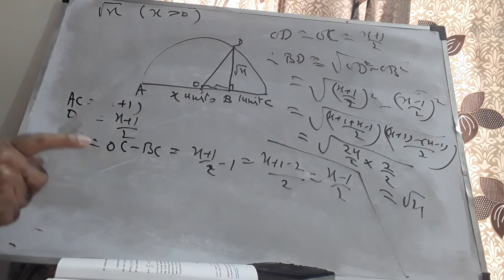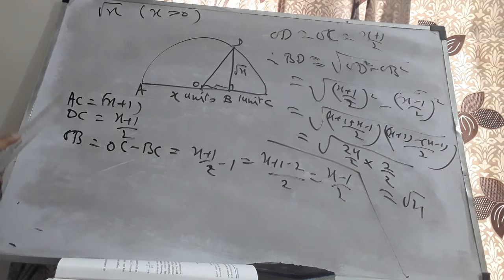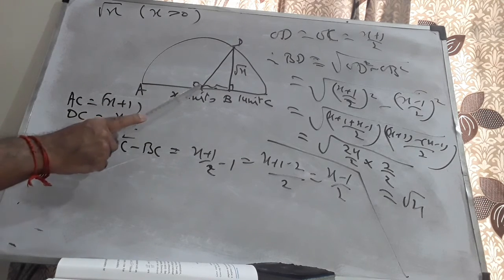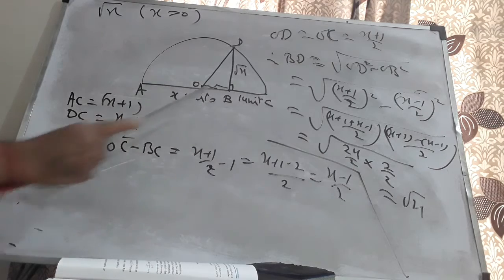That is the meaning. Proof goes like this. Length AC is x plus 1. Therefore OC will be half of it. O is the center, and the diameter is x plus 1.